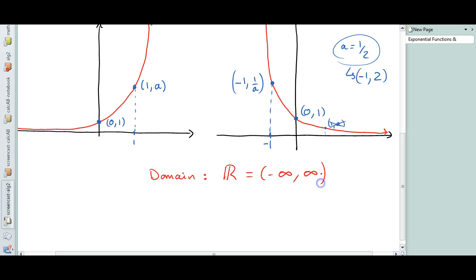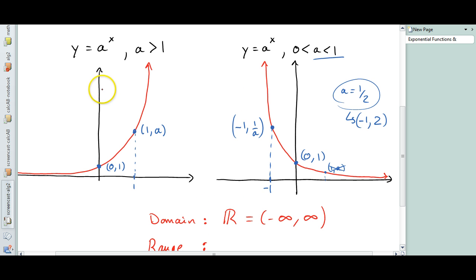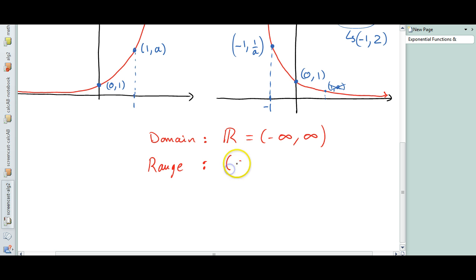That's the domain. The range, as you can see, is everything above the x-axis. I don't have an output that is below the x-axis, and actually I don't even have an output equal to 0. 0 is not part of the range. So the range is all positive real numbers, okay?